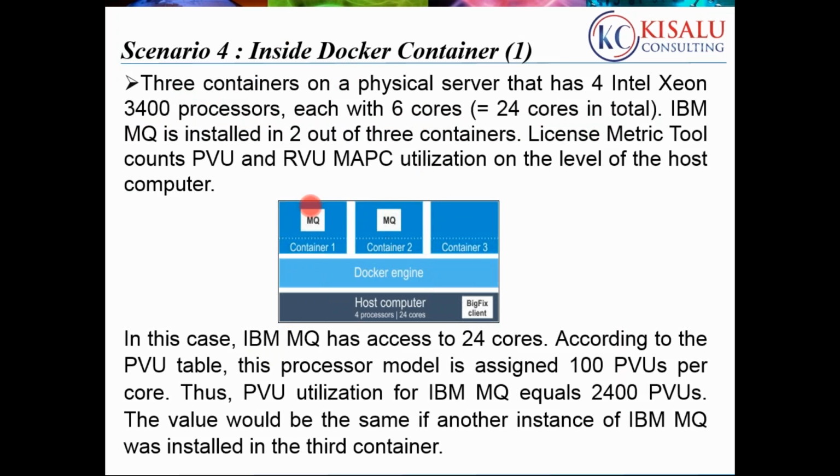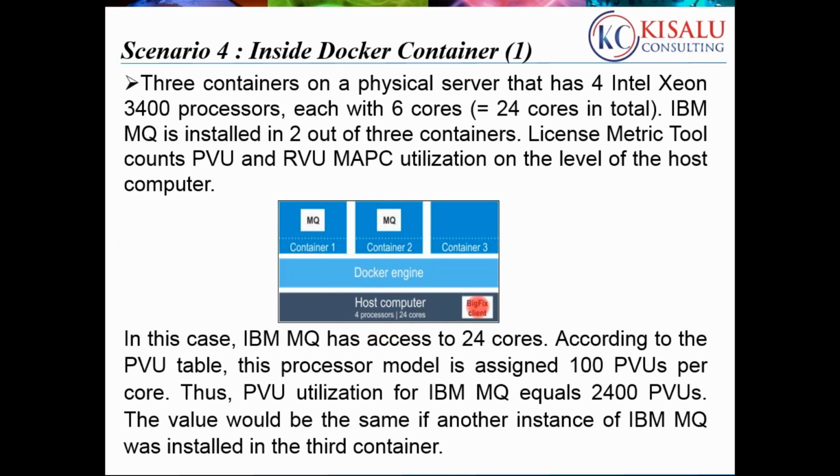that we have 3 containers. Let me start from the host. We have a host physical machine which has 4 processors, and each processor has 6 cores, which makes it a total of 24 cores. Now we have MQ installed on container 1 and 2, and we have license metric tool that should measure how much usage is for MQ on this type of machine. Here there is no virtualization.